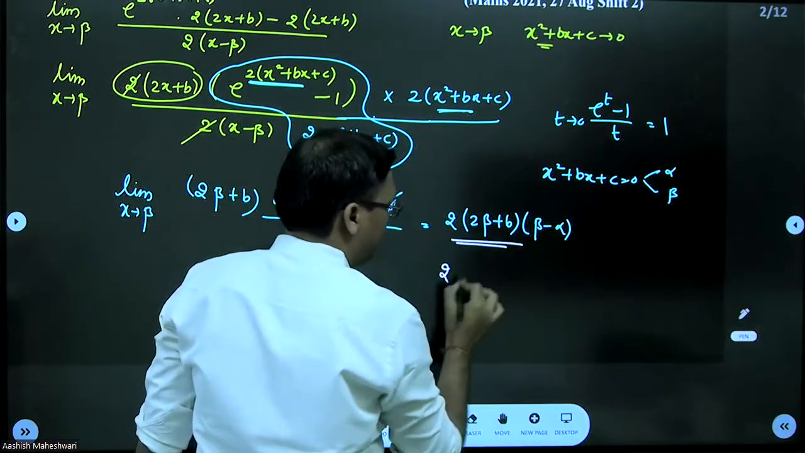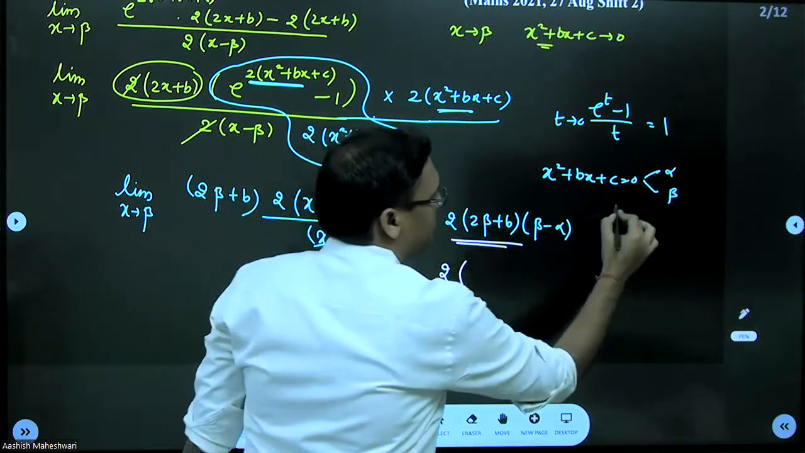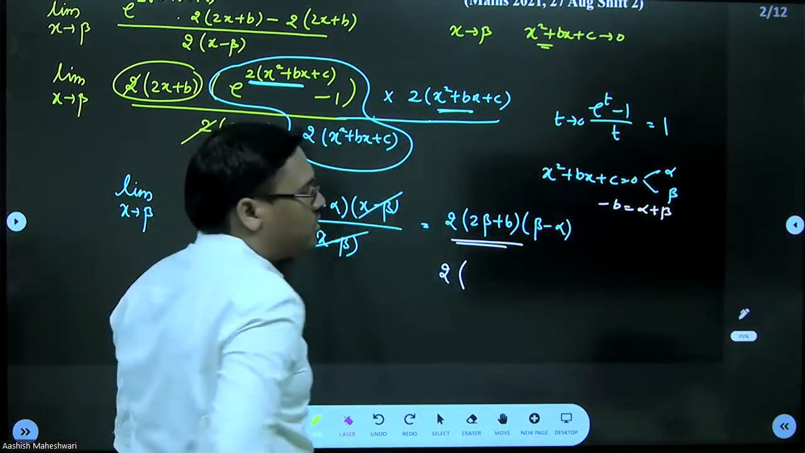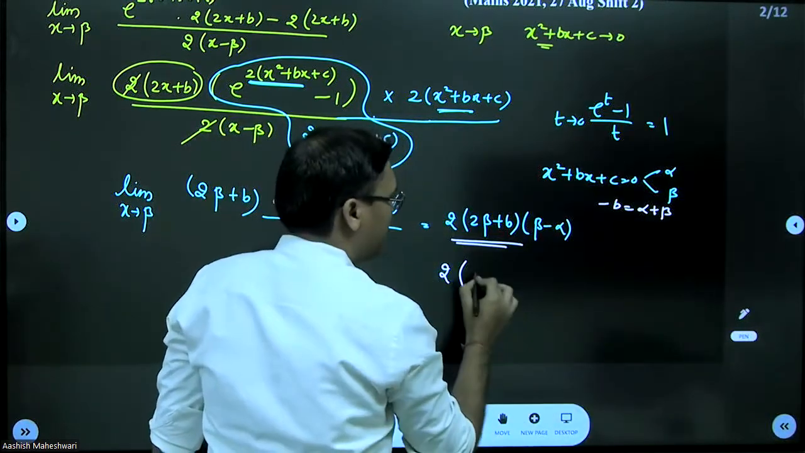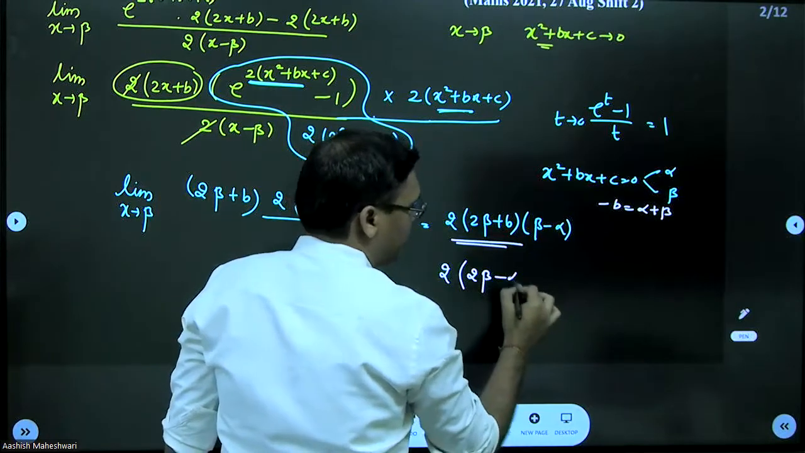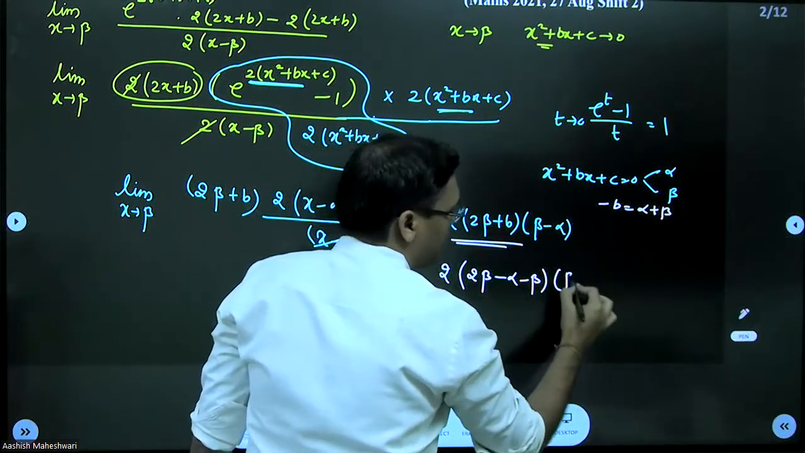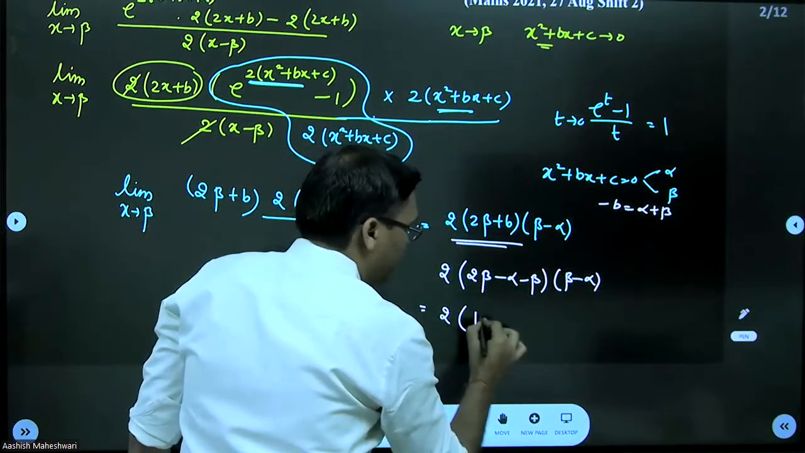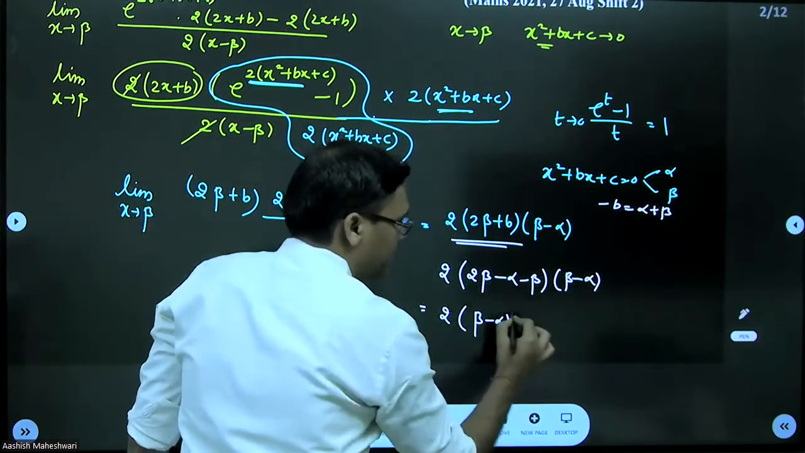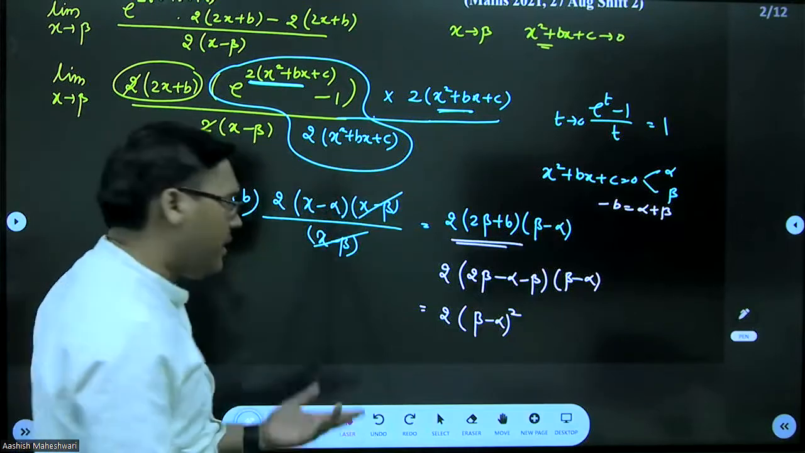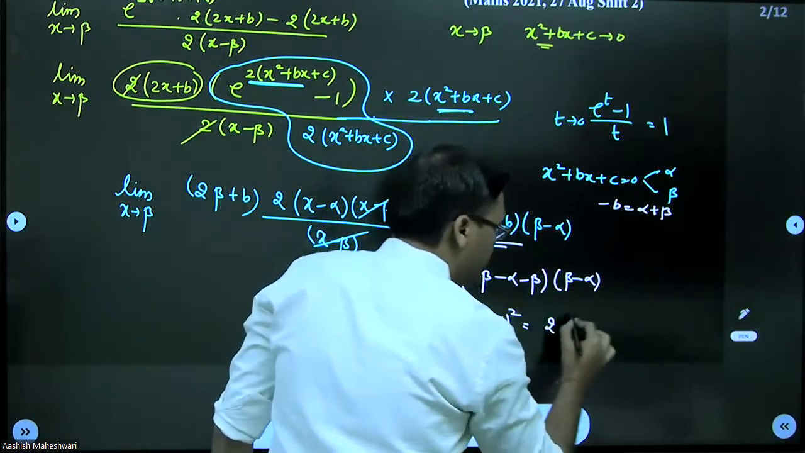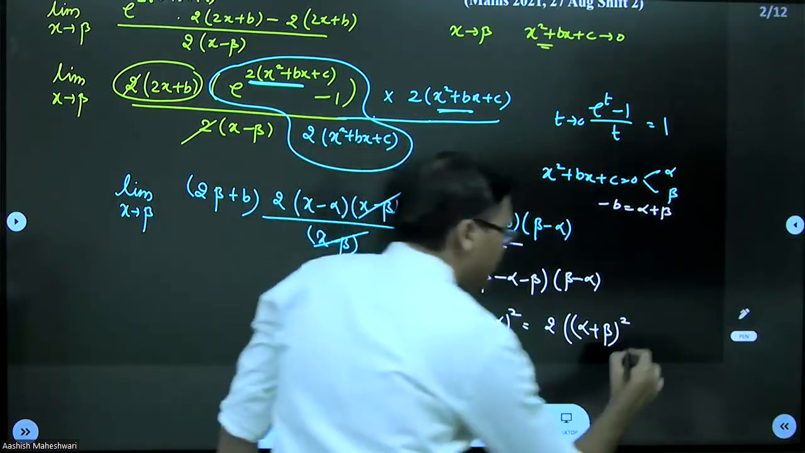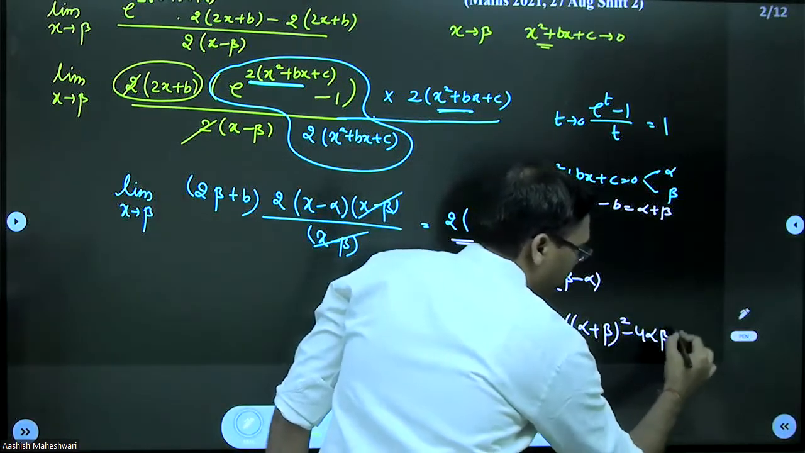Okay, so this is 2 times, what is b? Minus b is alpha plus beta, the sum of roots of this equation. So what is b? b is minus alpha minus beta. So I can say this is 2 beta minus alpha minus beta, and beta minus alpha. So basically this is 2 beta minus alpha, and this is beta minus alpha whole square. And we know what this expression is. This is 2 times alpha plus beta whole square minus 4 alpha beta.